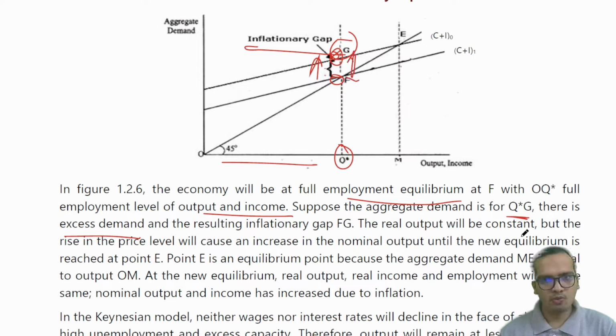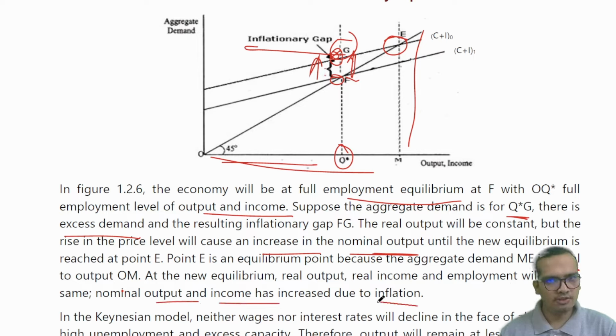So the real output will be constant, but the rise in the price level will cause an increase in nominal output until a new equilibrium is reached, which is point E, this one. Point E is an equilibrium point because the aggregate demand ME, this new one, equals output OM. So this equals this. At the new equilibrium point, real output, real income and employment will be the same. Nominal output and income have increased due to inflation.